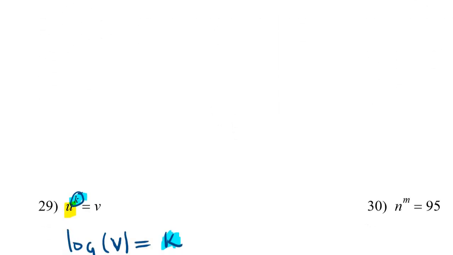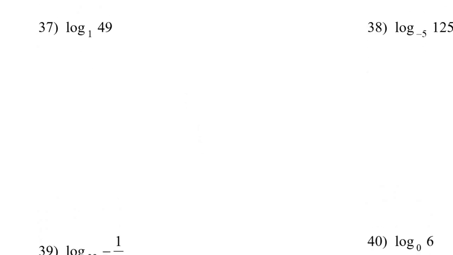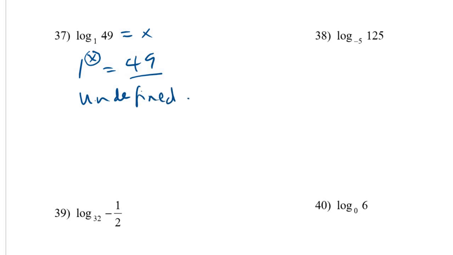Now we go backwards again. I think I've gone through everything except for some of these logs that are weird. Look at number 37. So what is the answer to this? That's what it's asking. Well, I can think this way and say 1 to the power of x equals 49. Is there any way I can do 1 times 1 times 1 times 1 to some number to get 49? No, this is undefined because 1 is not allowed to be at the base.